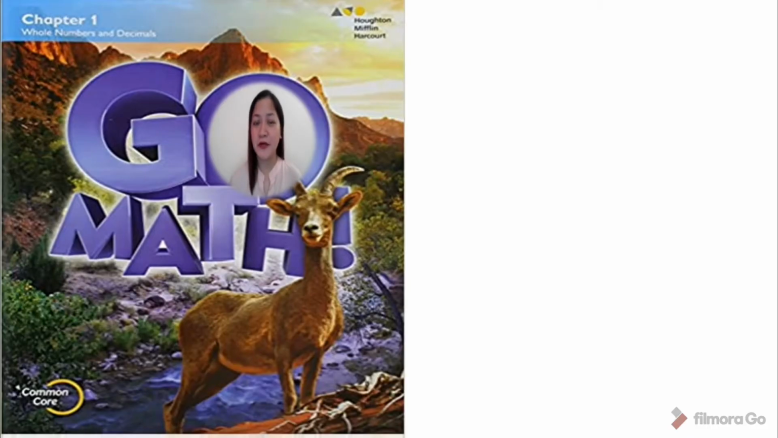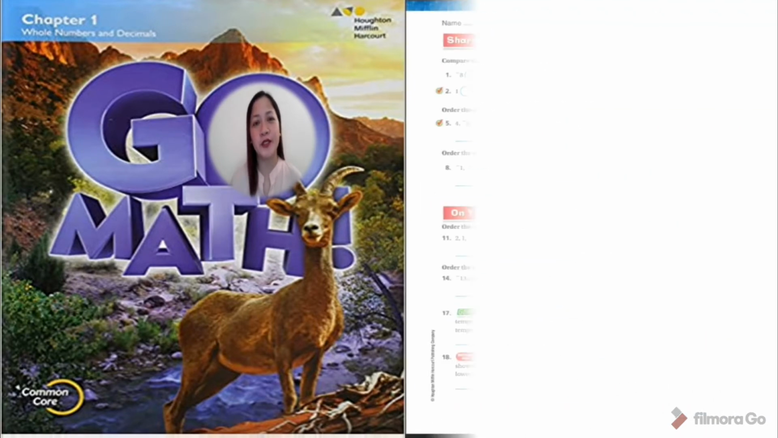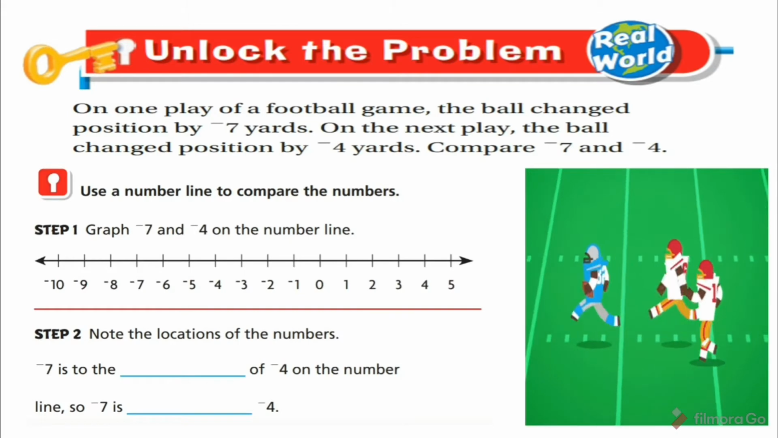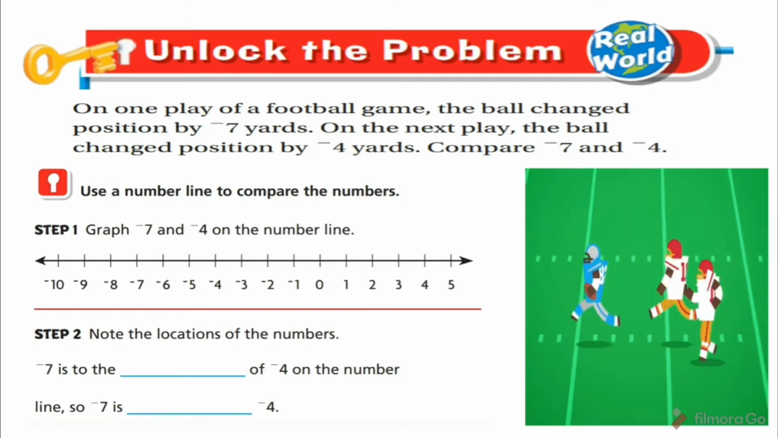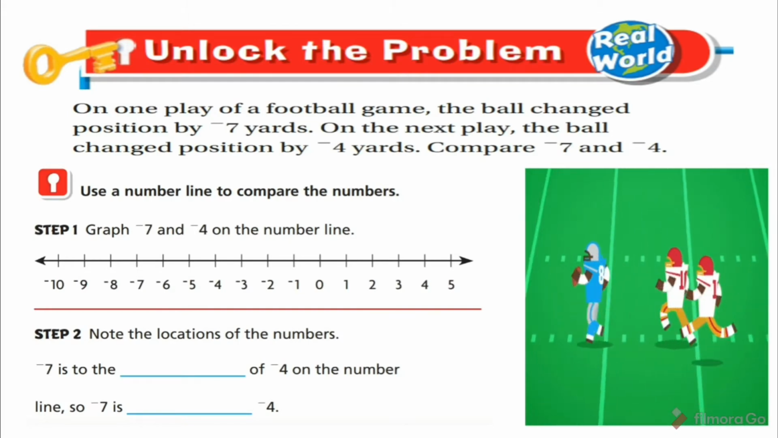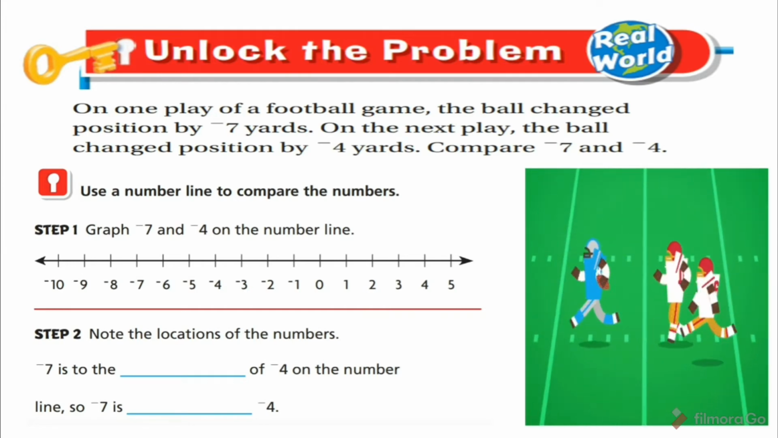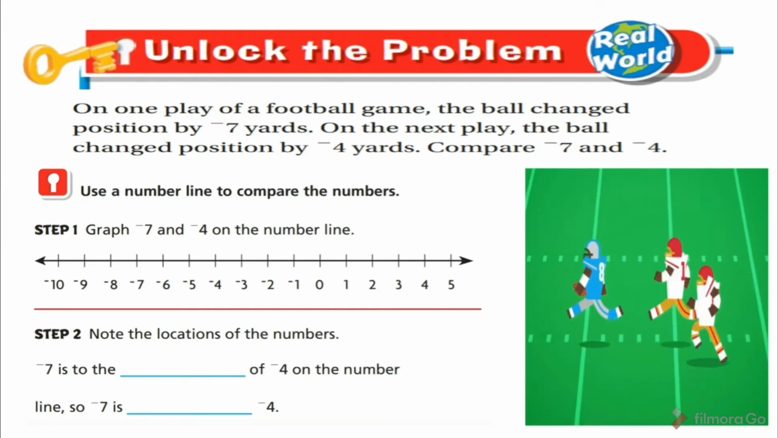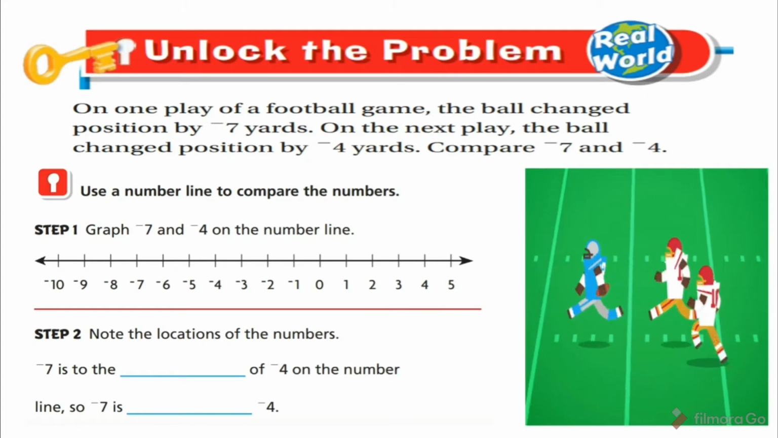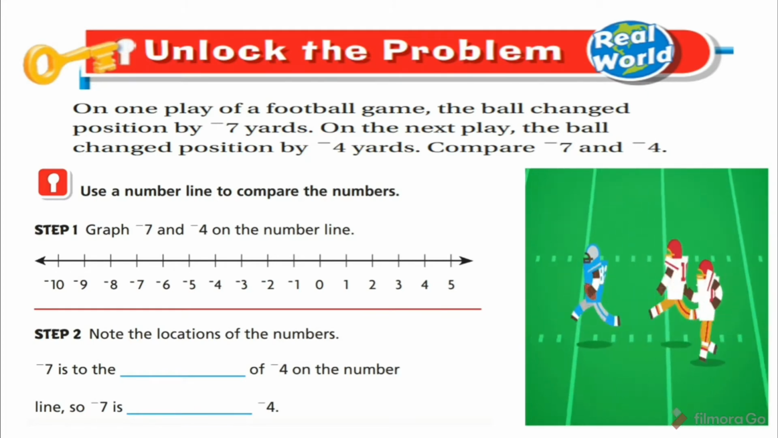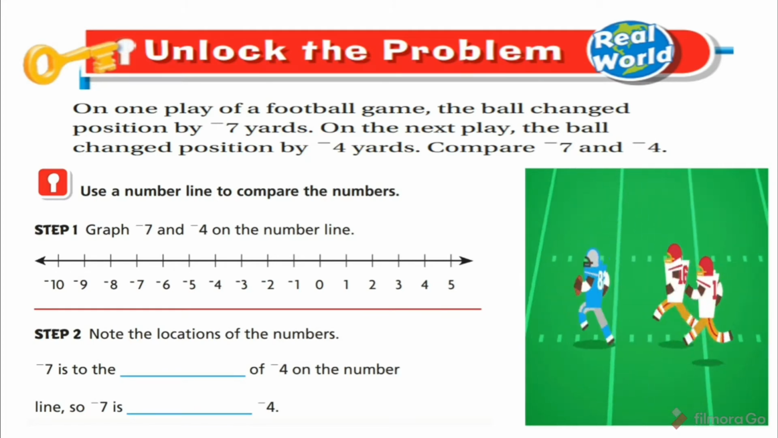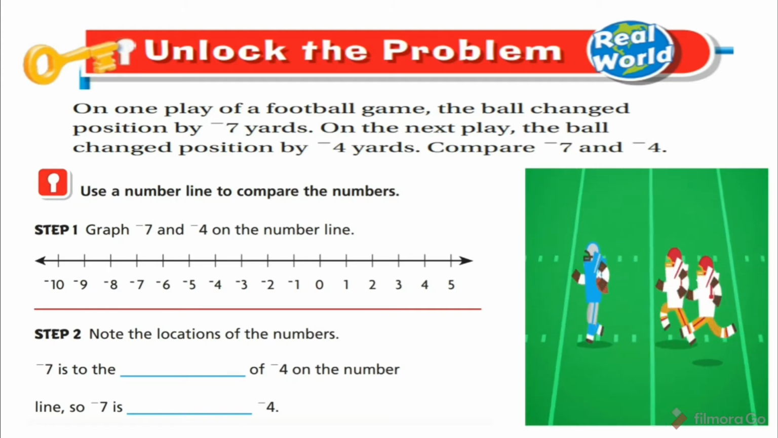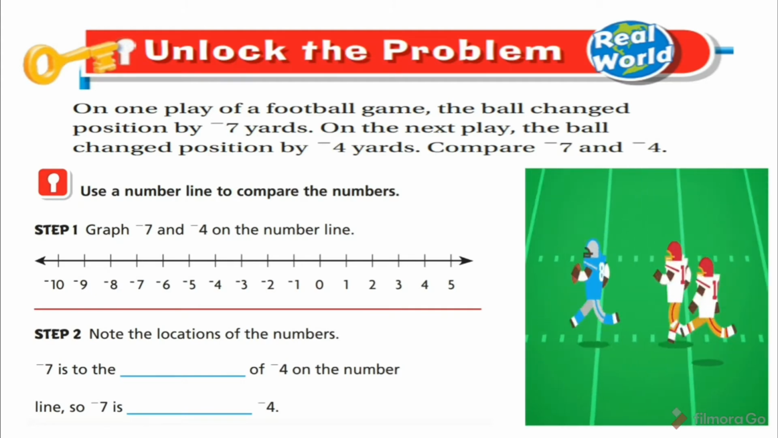Now get your math book, open on pages 145 to 147, compare and order integers. On one play of a football game, the ball changed position by negative 7 yards. On the next play, the ball changed position by negative 4 yards. Compare negative 7 and negative 4. Use a number line to compare the numbers.